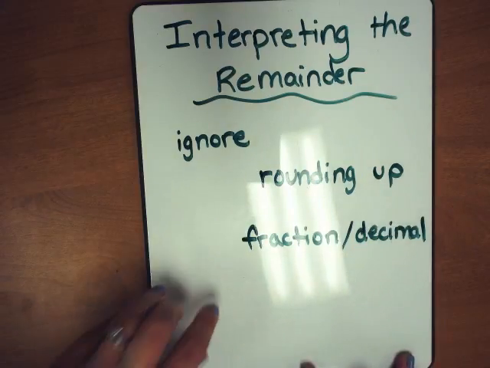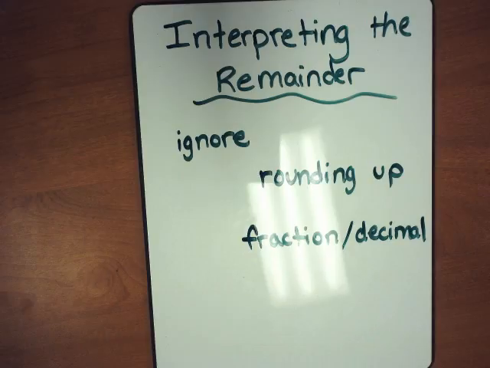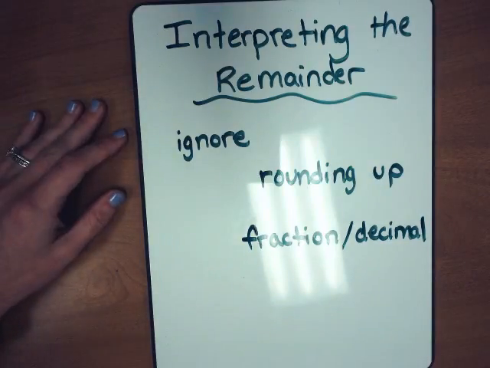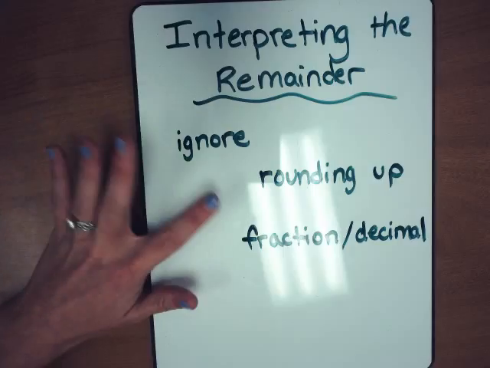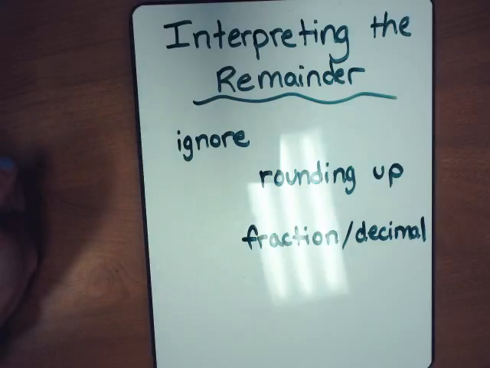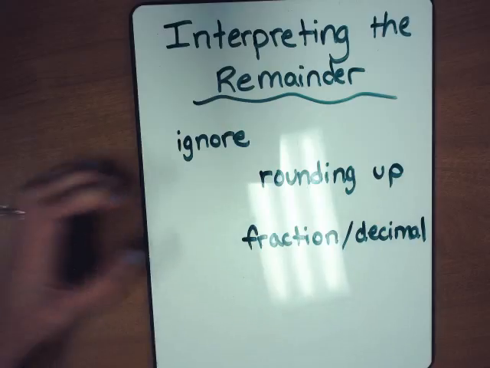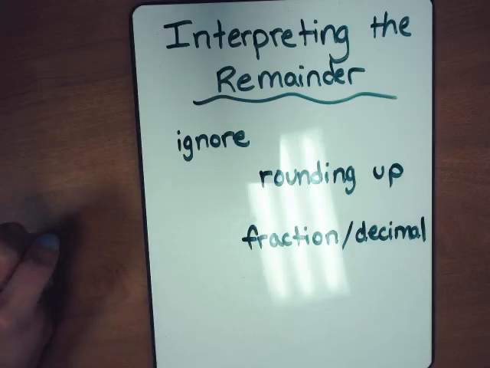Okay, so I want you to think for a second and think of a story problem in which you would ignore the remainder. What kind of problem might you need to round it up? What kind of a problem might we need to divide that remainder equally? Okay, so we're going to work through 3 different problems.